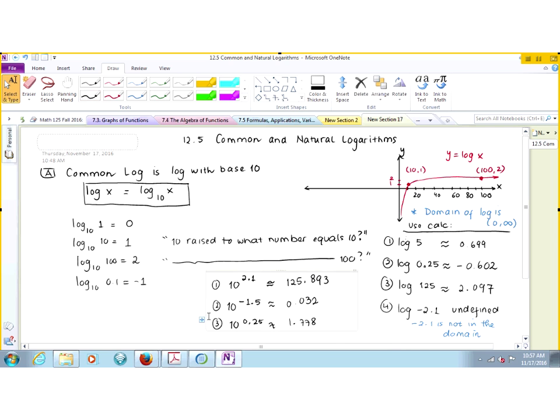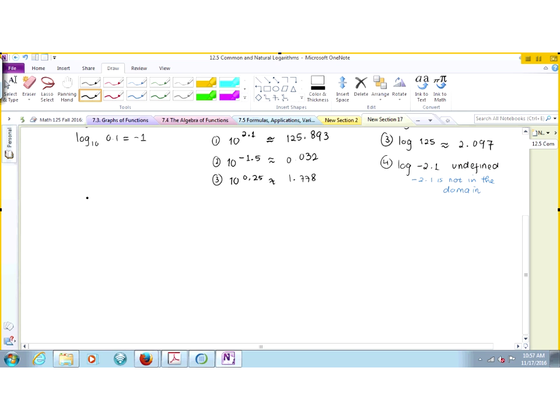Natural log. So next one is B, natural log. So common log is log what base? 10, yes. Natural log, so first of all, let's talk about natural numbers. E is a natural number, and E is irrational. So E is a natural number and it's irrational.